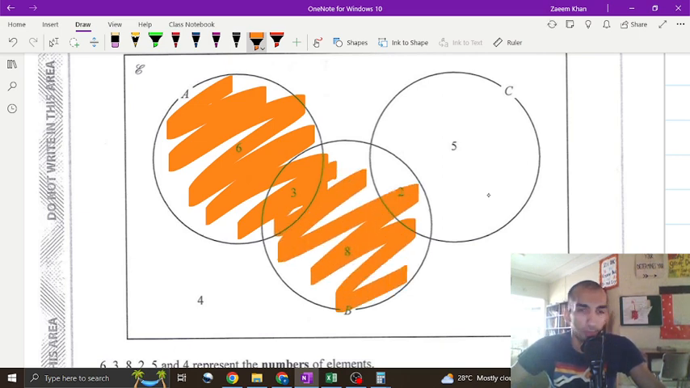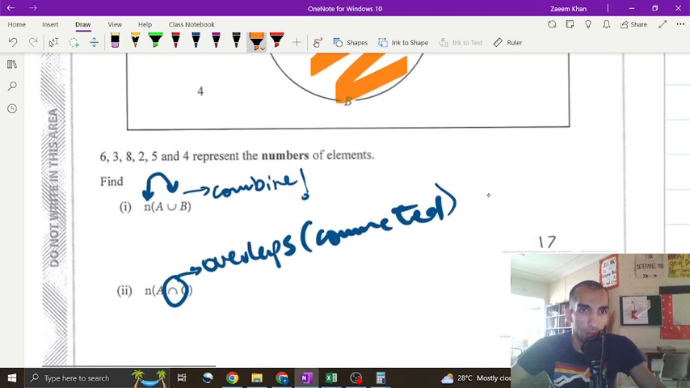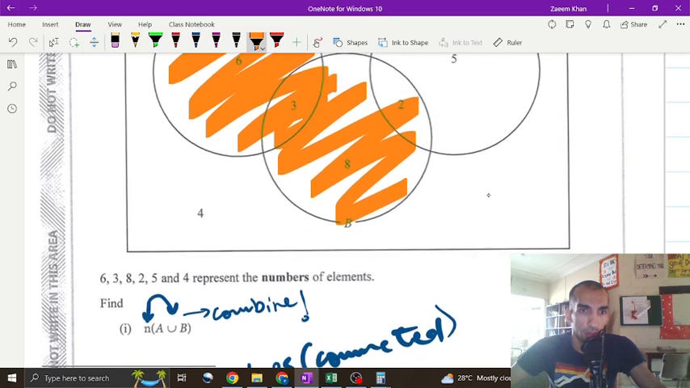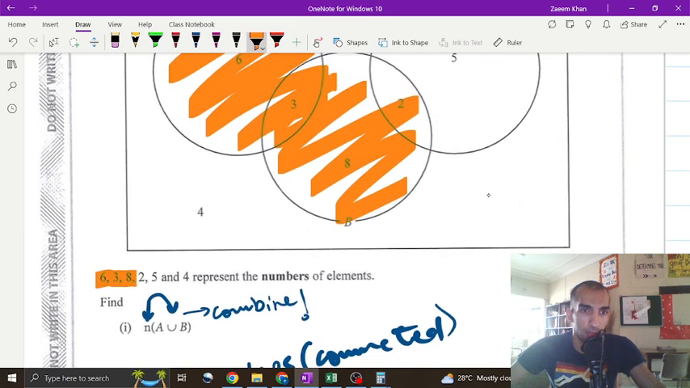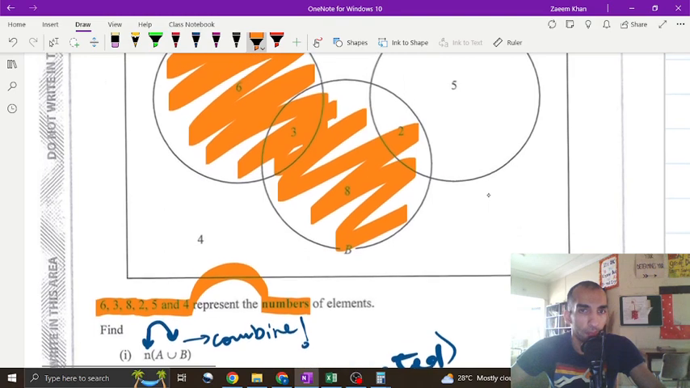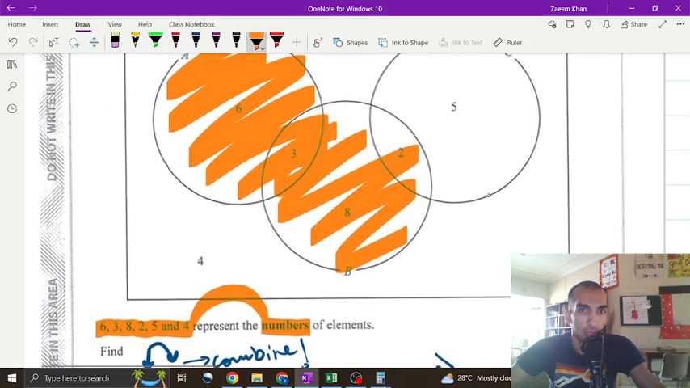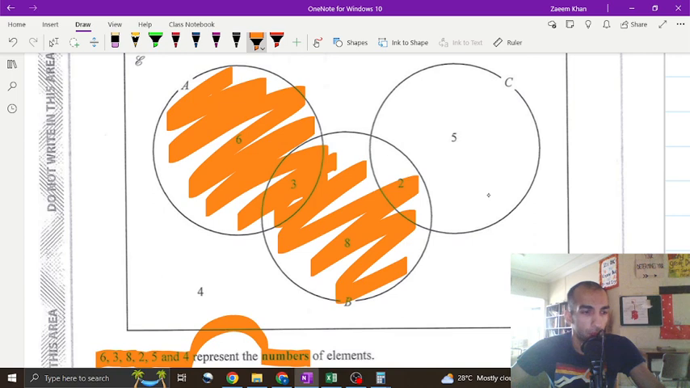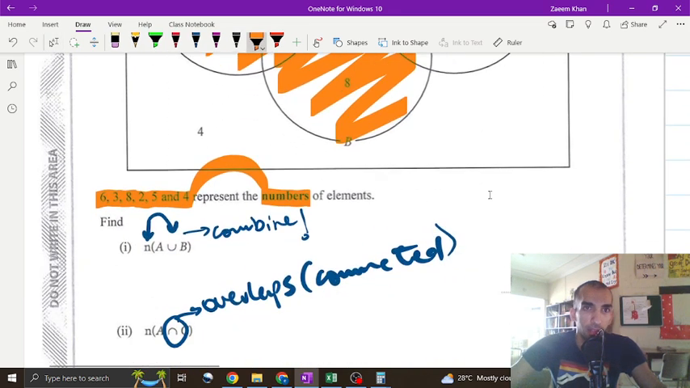And if I were to ask you, read this properly. It says 6, 3, 8, 2, 5, and 4 represent the numbers of elements. So, how many elements do we have in A union B? Four. That's exactly why I said you need to read this properly.